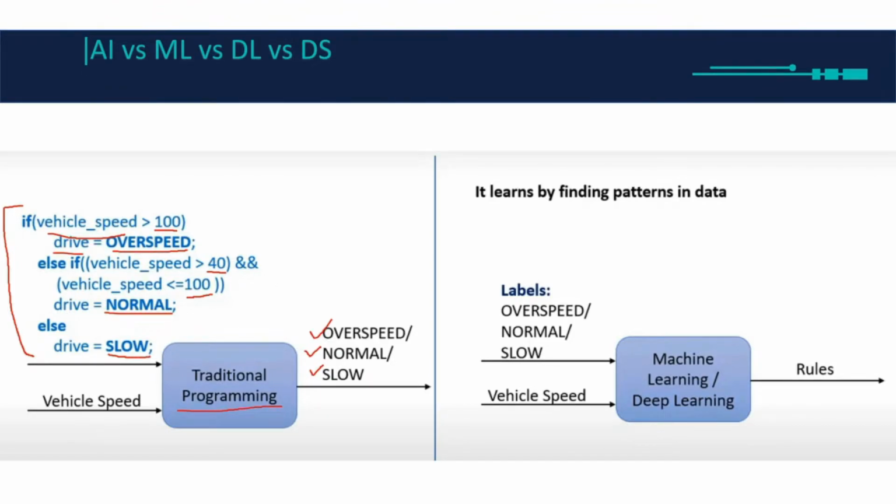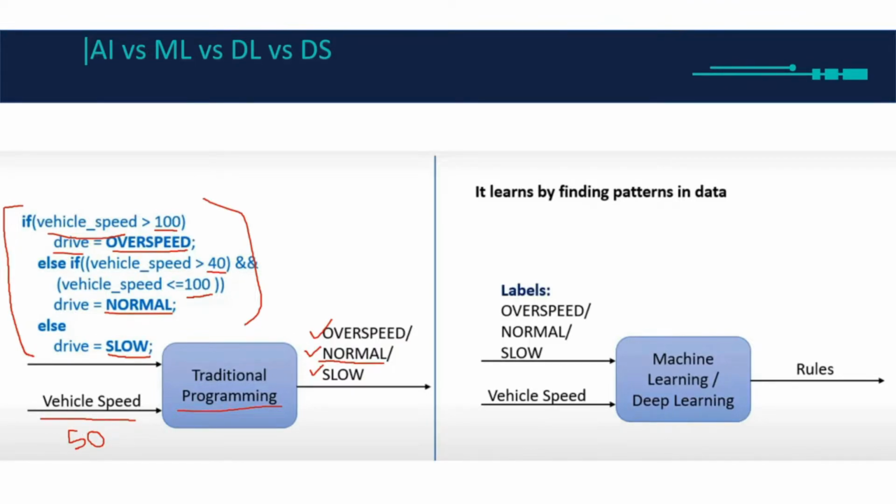This is how it's done in traditional programming. I'm pretty sure you guys already know that. And the data that I'm going to give is going to be the vehicle speed. If I write 50 here, it's telling me if it's greater than 40 and less than 100 it is going to be normal. So after I enter the 50 as the vehicle speed, the computer is going to compile this code and give me normal.